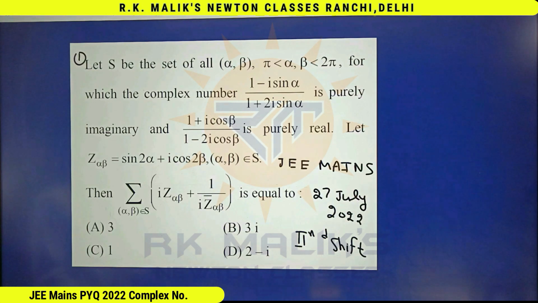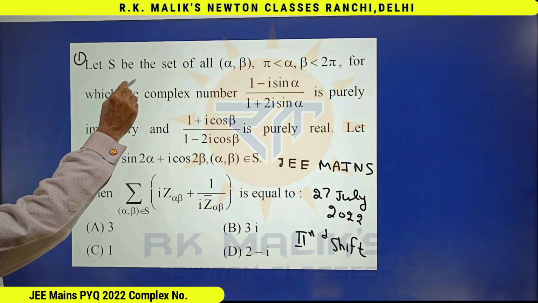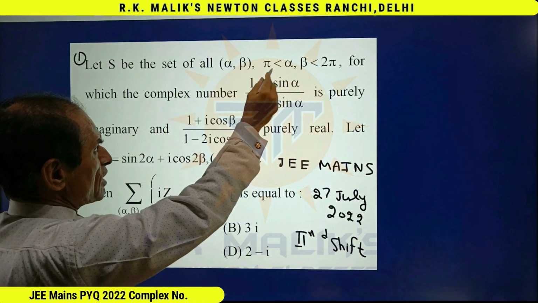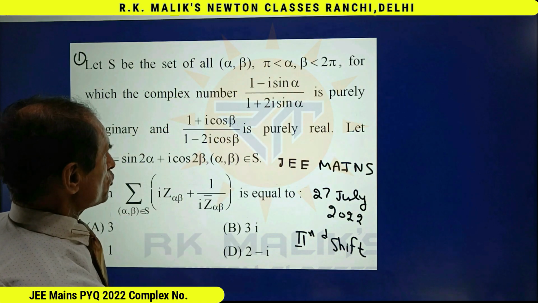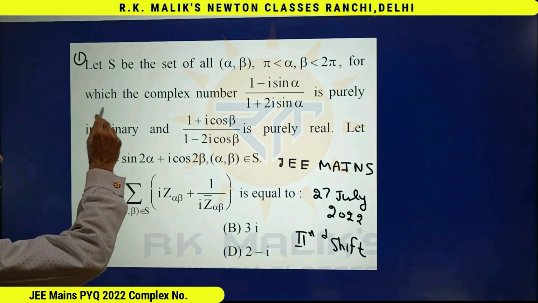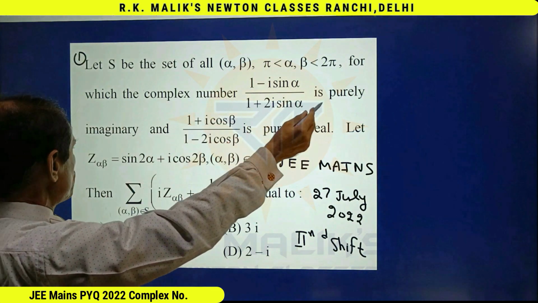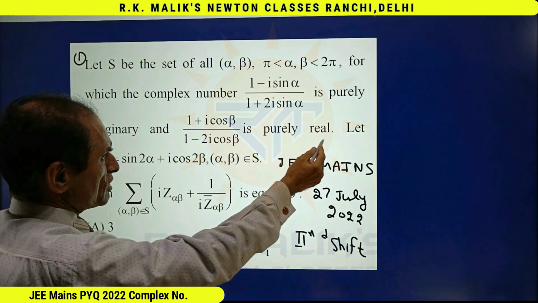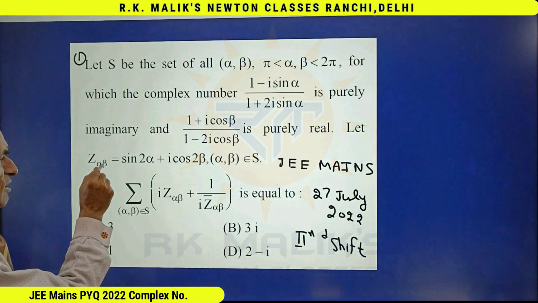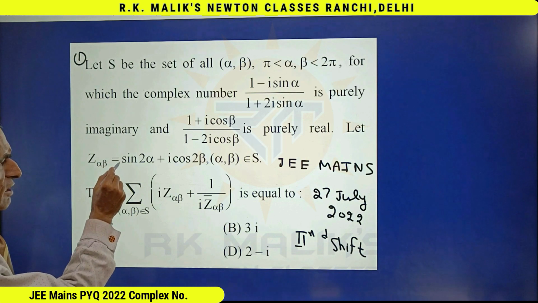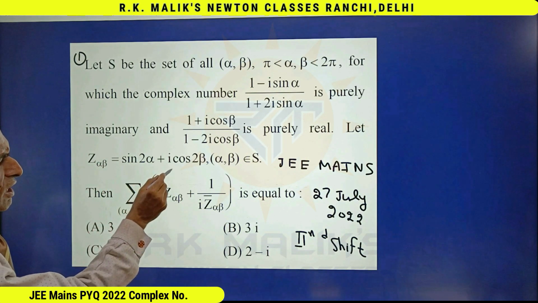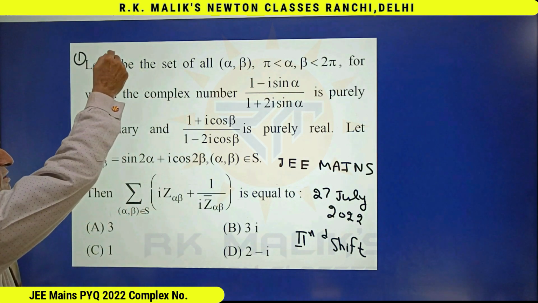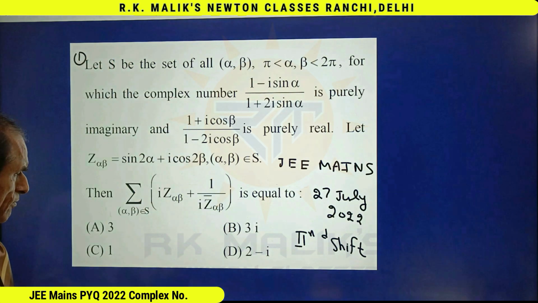In this question, it is given that let S be the set of all alpha beta where alpha and beta lie between pi and 2 pi, for which the complex number this is purely imaginary and the complex number this is purely real. Let us define z alpha beta as equal to sine 2 alpha plus I cos 2 beta, where alpha and beta belong to the set S as defined above.